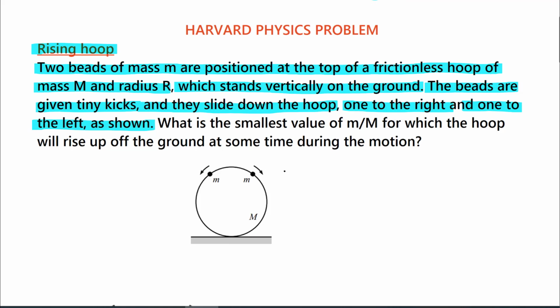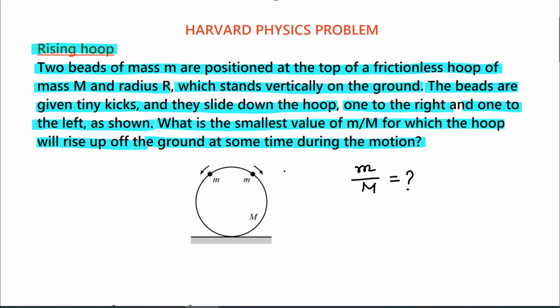So next part says, what is the smallest value of M by m for which the hoop will rise off the ground at some time during the motion? So it is asked, what should be the value of M by m, that is the smallest value of M by m, so that the hoop will lift, or basically rise up off the ground.